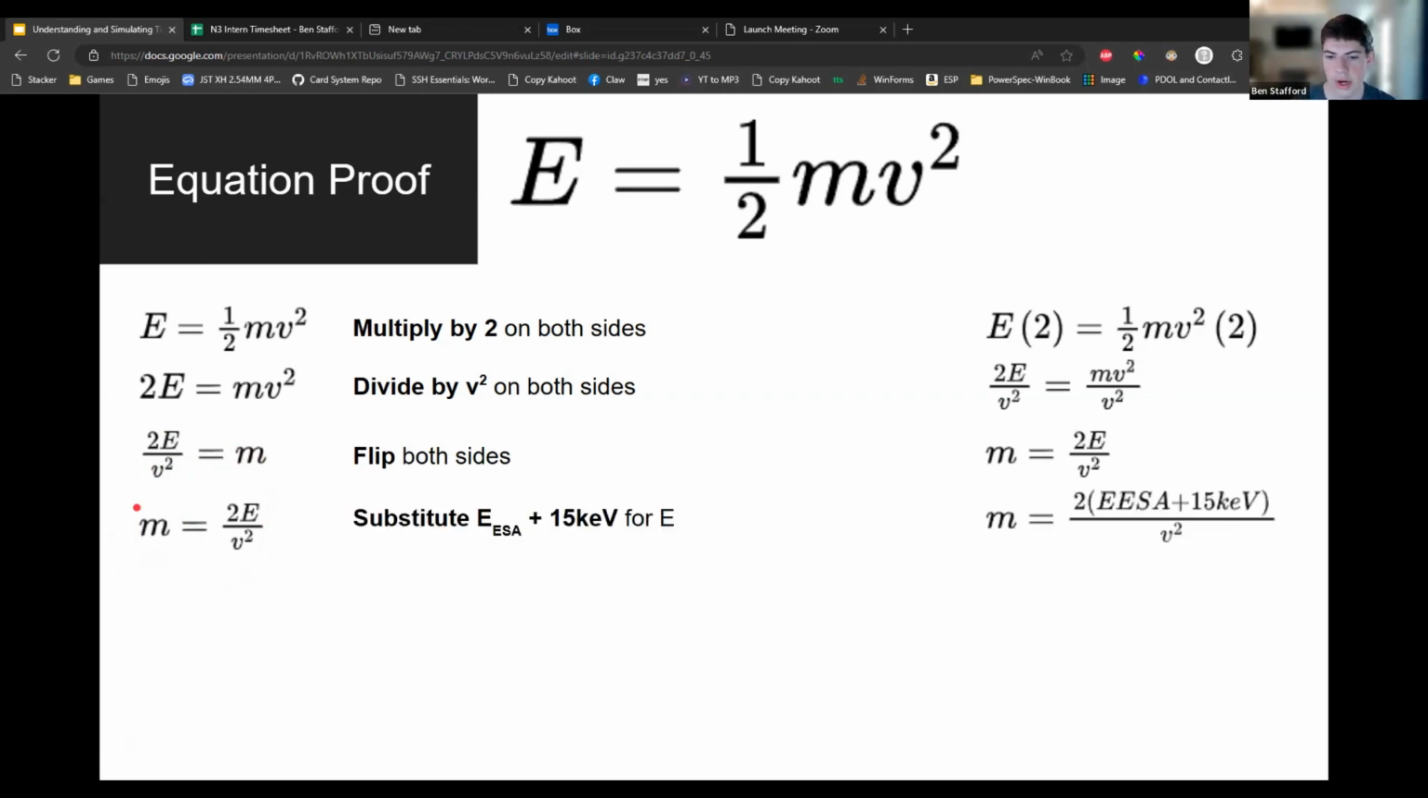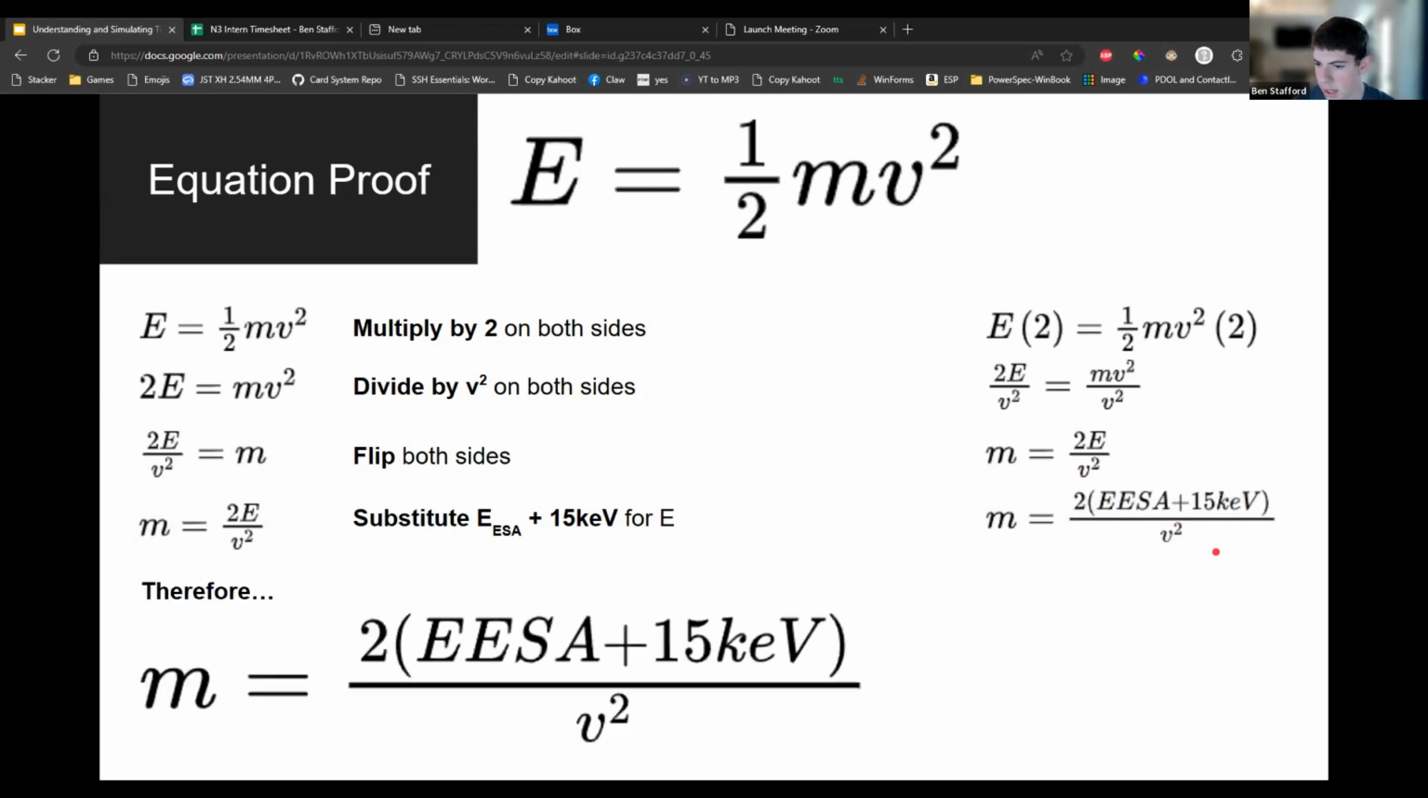From this point on, we're going to substitute in E_ESA plus 15 kiloelectron volts for E. And I'll explain why we're doing this when we get to the detailed diagram a few slides later. So as you can see here, we have 2 times E_ESA plus 15 kiloelectron volts over velocity squared. Therefore, there is our equation.